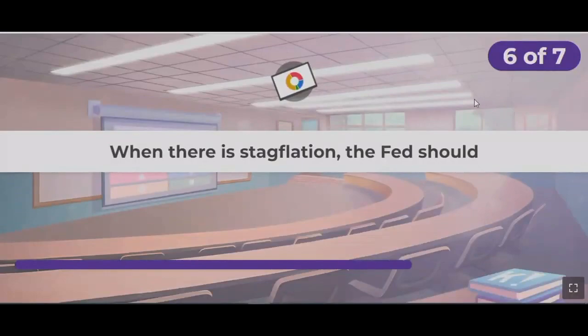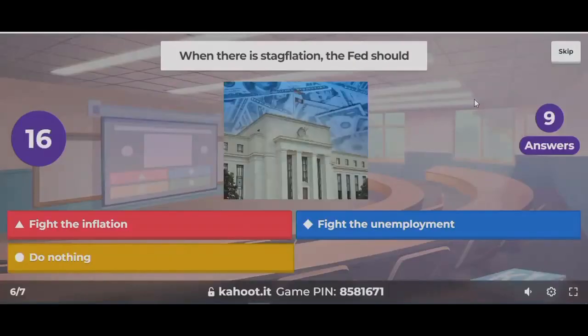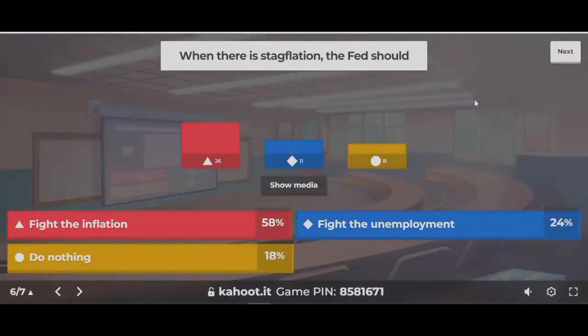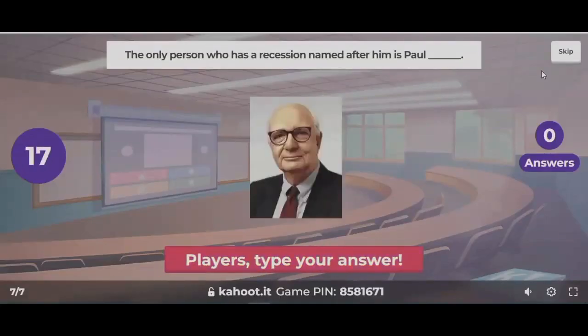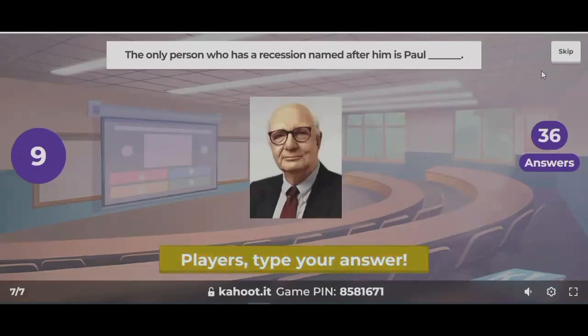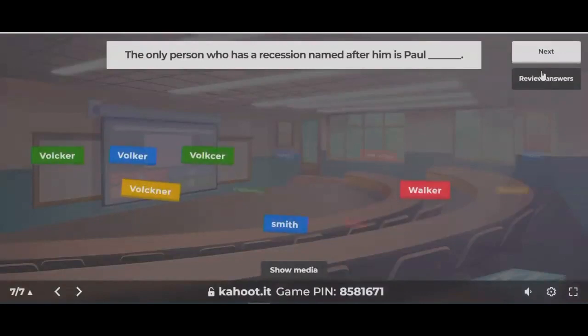This is a poll, so I just want to know your opinion. When there is stagflation, what should the Fed do, you think? Based on what you know, based on what we discussed, based on what you've read. Let's see. Most of you think they should fight the inflation. Interesting. Last question. Who is the only person who has a recession named after him? Of course, the answer is Paul Volcker.